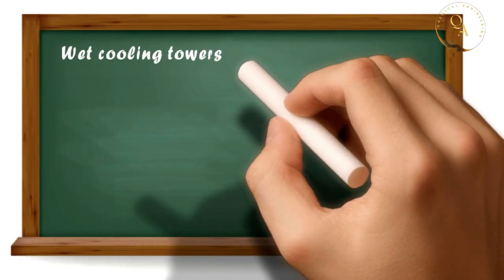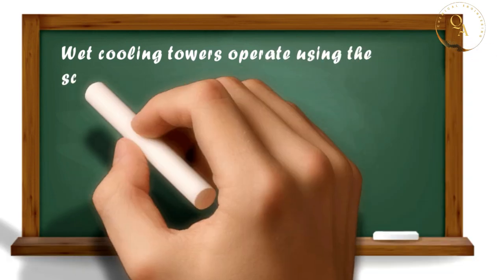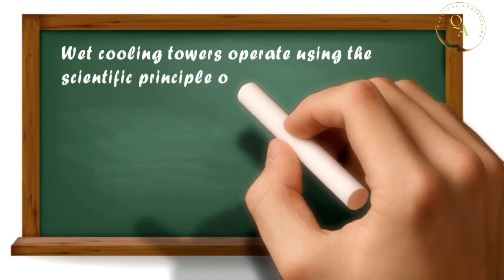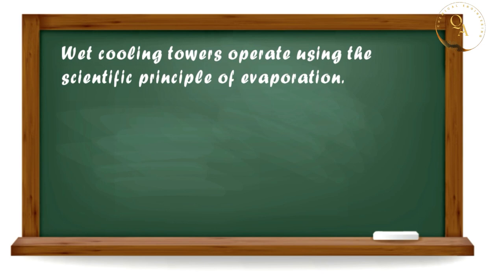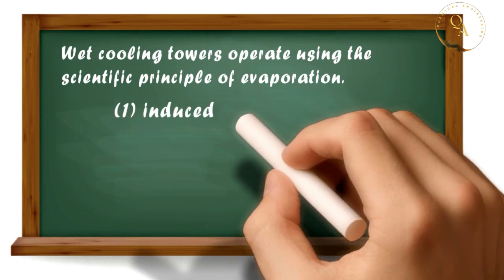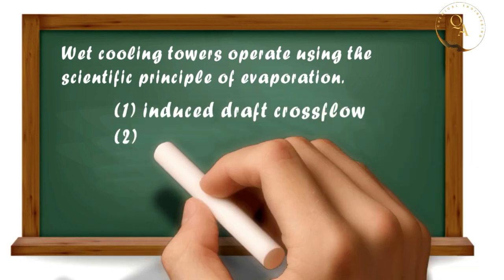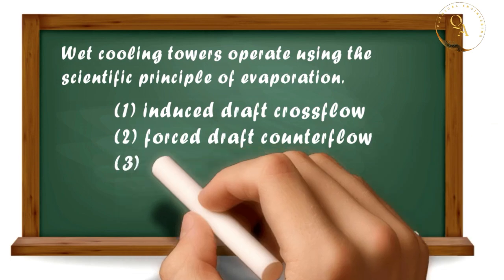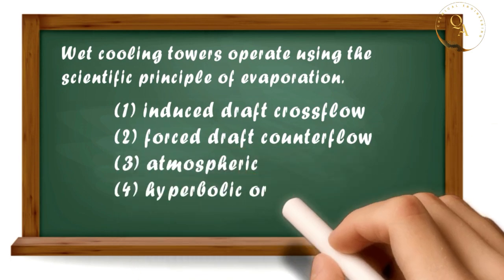Wet cooling towers operate using the scientific principle of evaporation. Types include induced draft cross flow, forced draft counterflow, atmospheric, hyperbolic, or chimney.